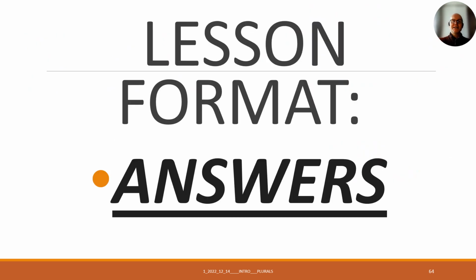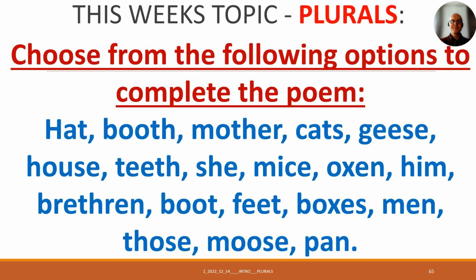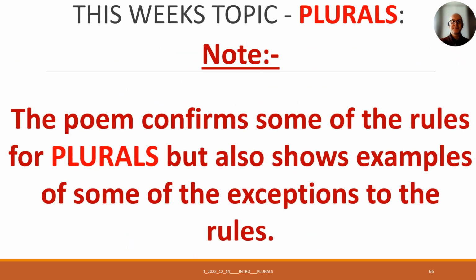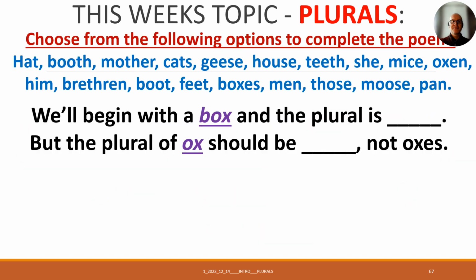This poem is a little bit cryptic, but it does show you that there are some rules which regular nouns follow, but it also reveals that there are plenty of exceptions. Unfortunately, although there are rules to follow, there's also exceptions which you're just going to have to learn. Let's look at them one at a time.